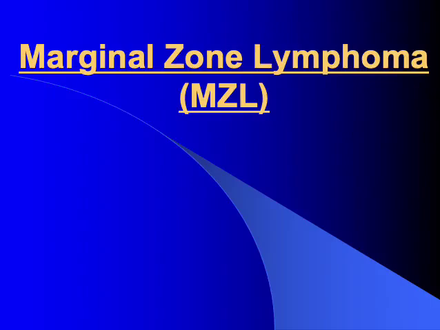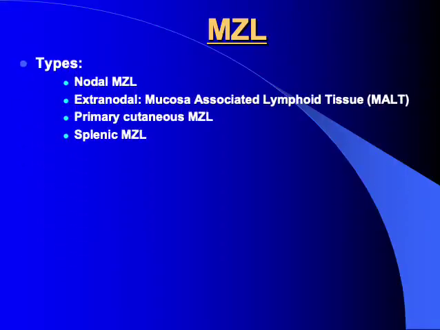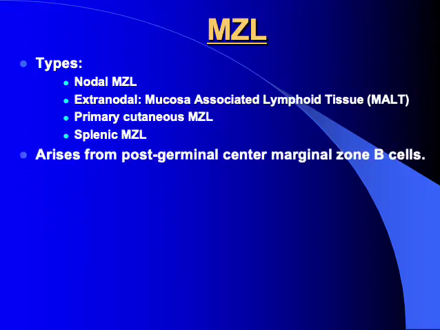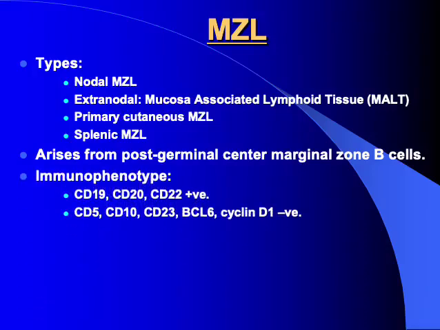marginal zone lymphoma. These are the four types of marginal zone lymphoma: nodal marginal zone lymphoma, extranodal marginal zone lymphoma, the best example is mucosa-associated lymphoid tissue lymphoma or MALToma, primary cutaneous marginal zone lymphoma, splenic marginal zone lymphoma. Marginal zone lymphoma arises from post-germinal center marginal zone B cells. This is the immune phenotype. Remember the CD, or the cluster of differentiation.